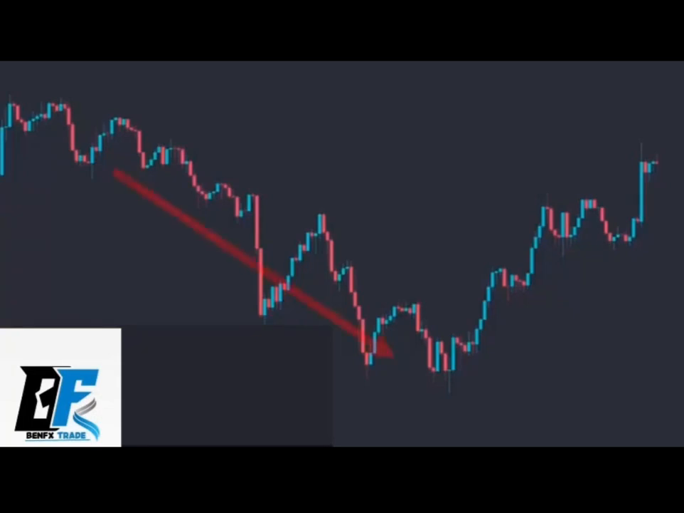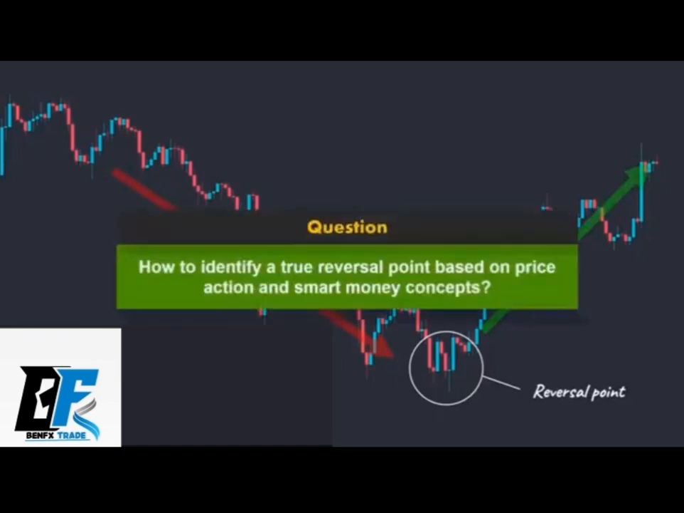Identifying market direction and true reversal points can often be tricky because the market usually makes many false signals before a true trend reversal happens on the chart. So how can we identify a true reversal point based on price action and smart money concepts?